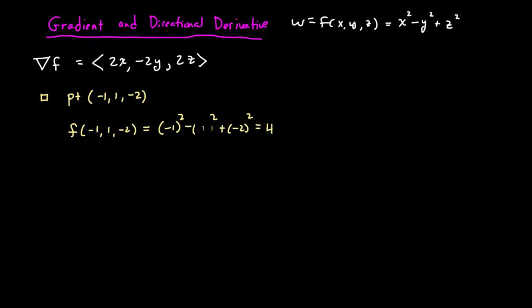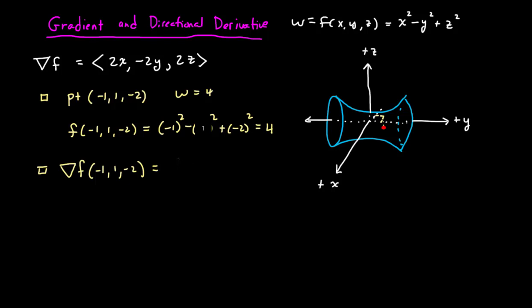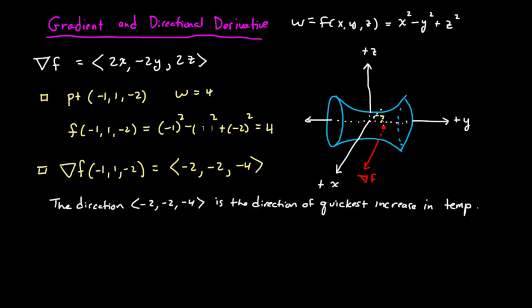and that would come out to be 4. So at that point, w is equal to 4, in which case we get the hyperboloid of one sheet as our level surface. And now our gradient at that point is going to be (-2, -2, -4). It's going to be a little hard to visualize this on the graph, but this gradient is orthogonal to that hyperboloid of one sheet. And it gets harder and harder to visualize these things as the dimensions increase.